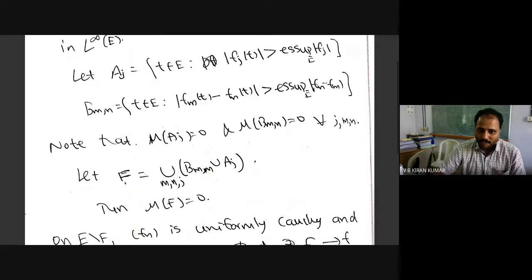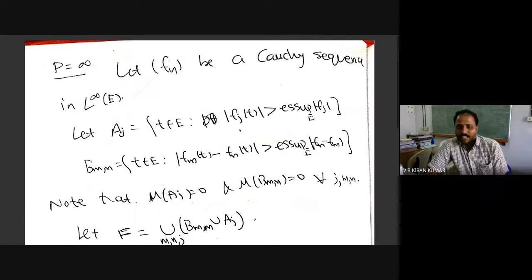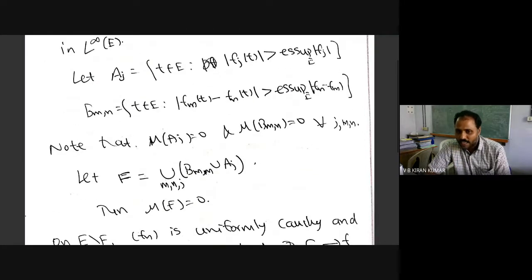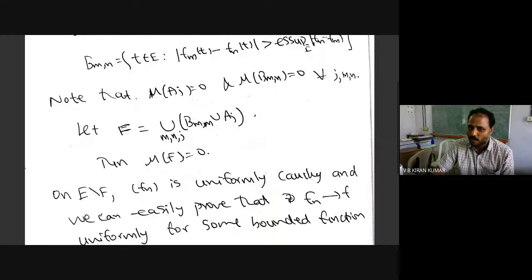Now you take F equal to the union of all these things. What we are doing actually is this: if we have bounded functions and bounded sequences, we can manipulate things. So we are avoiding the possibility that this is greater than the essential supremum, and that is greater than the essential supremum, and so on. We take all such sets and take their union and write it as F, and since each has measure 0, the measure of F will also be 0.